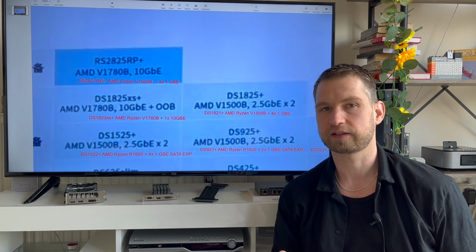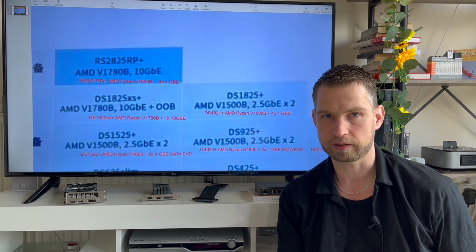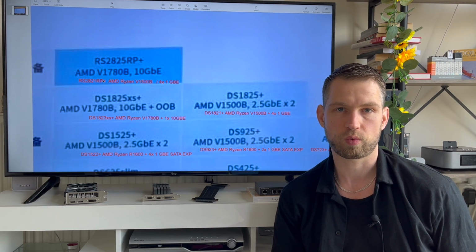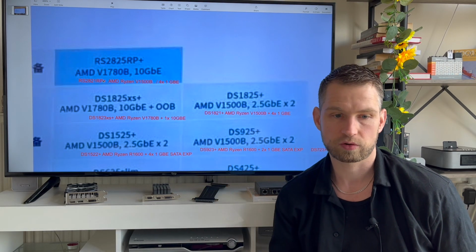They also added a 10 gigabit port on this NAS, so you no longer need to be limited to 1 gigabit, because you used to have 4 1 gig ports. So that's a lovely upgrade if you are looking at upgrading your old NAS.